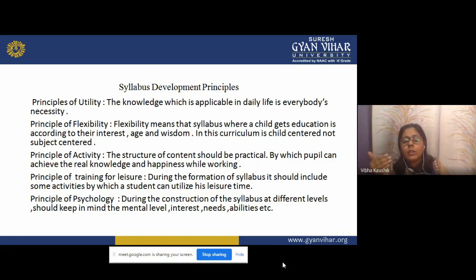Now what are those? The mental level of the student, the intellectual abilities of the student, the interests of that particular age students, their needs, and their abilities. We should focus on each and everything, then only will we be able to create a syllabus which can be called a syllabus based on the principle of psychology.